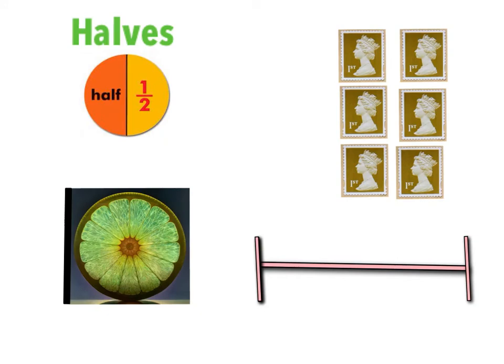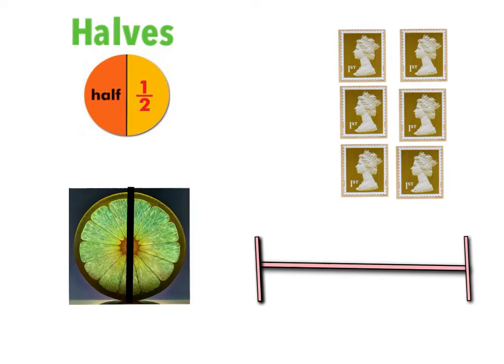Okay, first up we're going to look at partitioning areas, length and collections to create halves. Here's our little symbol to remind us all about halves. In one whole there are two equal parts, and there's the word half, and here's the fraction 1/2. So let's look at area first. We've got this lovely lemon slice here, and we're going to partition the area of the lemon into halves. So I'm going to sneakily divide it using this special divider, and there you go. I have successfully partitioned the lemon into halves. There are two equal parts that make up that whole lemon.